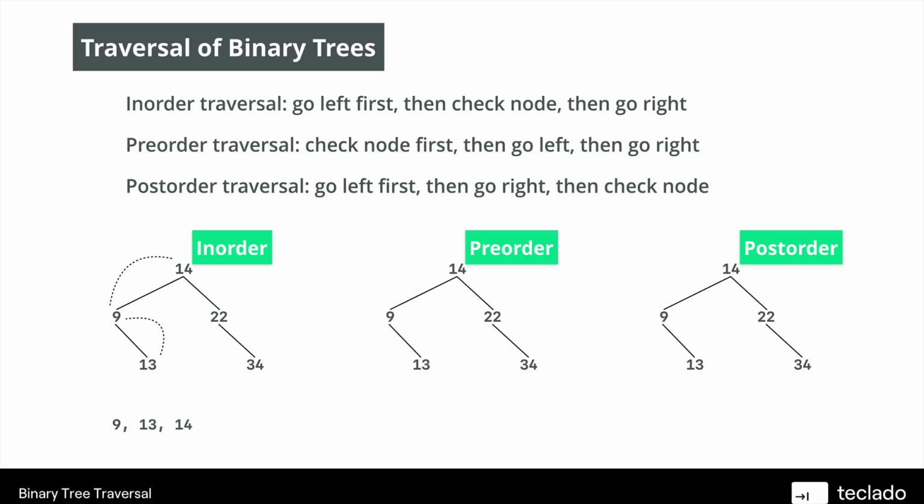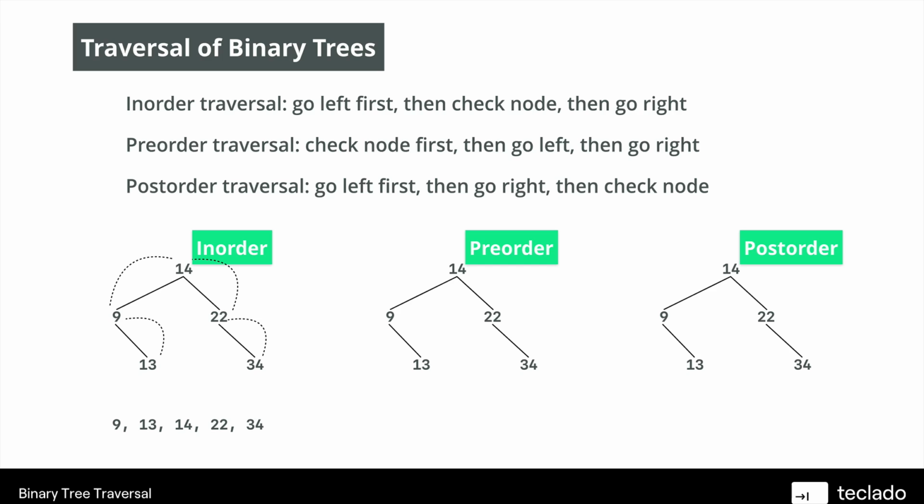And then we're going to go right at 14, we end up at 22, going to go left, doesn't have one, so we're going to print it out, then we're going to go right, and then we're going to go left, doesn't have one, so we're going to print it out, and then we're going to go right, and that's it. We have finished the in-order traversal of this tree.